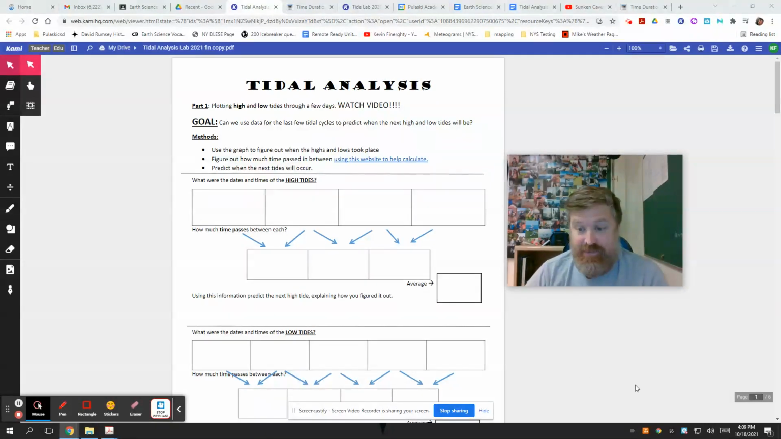Let's talk tides. This is maybe one of the more challenging labs. It's got some kind of heady things to think about, though, in concept, if we take a step back, really what we're trying to do is kind of simple.